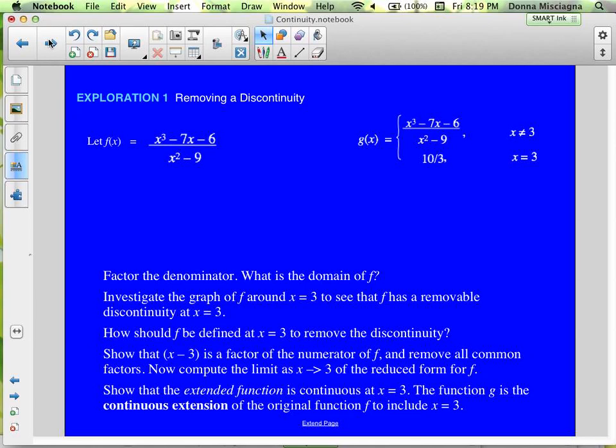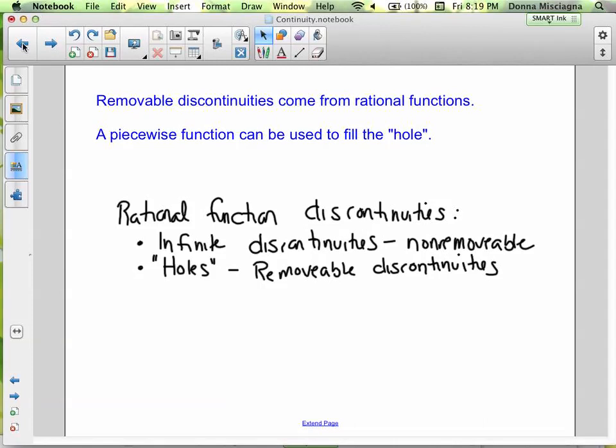Removing a discontinuity. If we have an infinite discontinuity, we're not really going to care about it. We're not looking to reduce anything. This isn't taking a limit. We're not changing what the graph looks like. We can't change the function. What we're looking for is holes, the removable discontinuities.